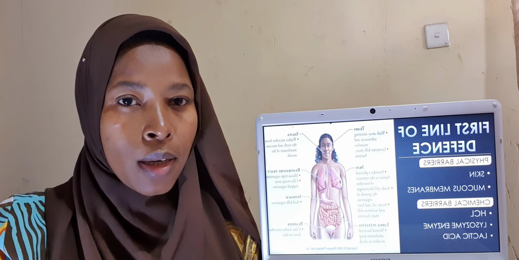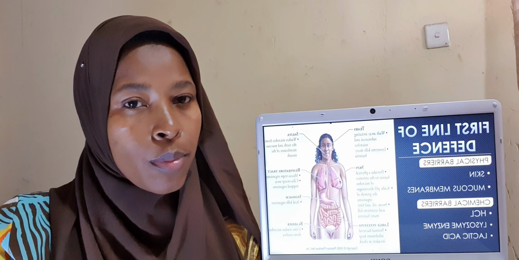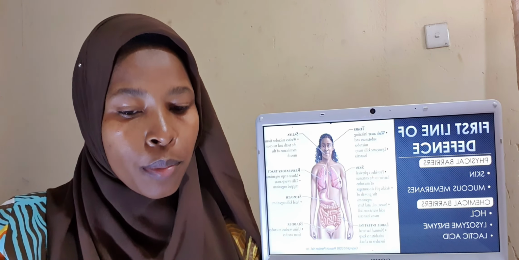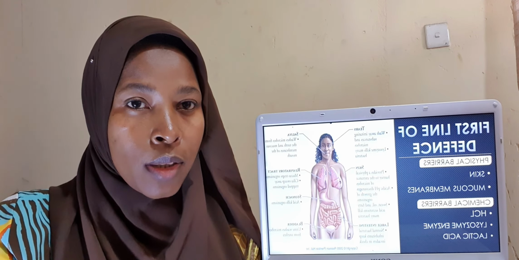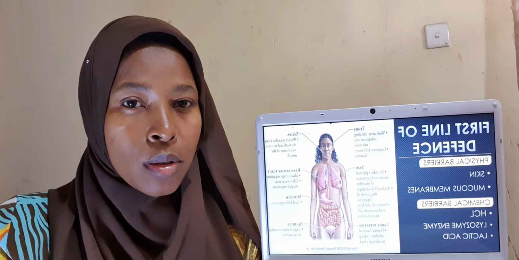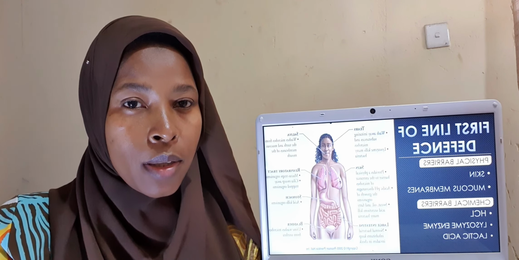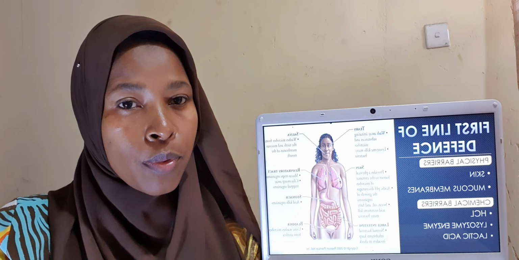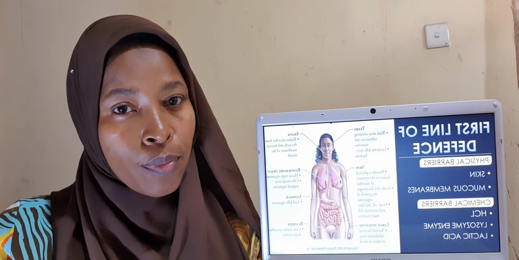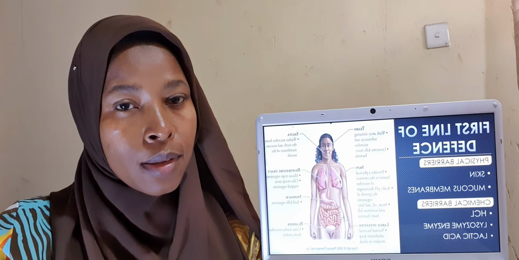The first line of defense: when a pathogen invades the body, it encounters physical and chemical barriers before an infection occurs. Physical barriers, for example, the skin, which is the largest organ in the body. So this plays a vital role in defending the body against foreign invaders, for example, the microbes all over our bodies. So unless the skin is cut, these microbes cannot enter into the body.